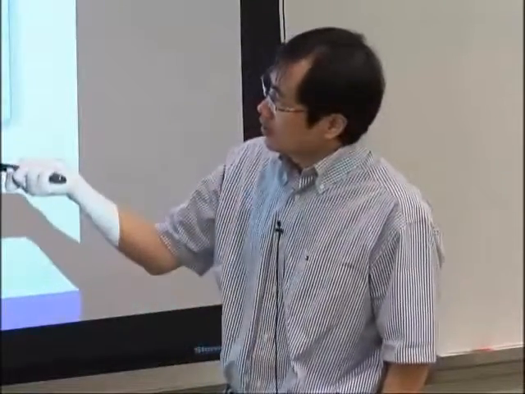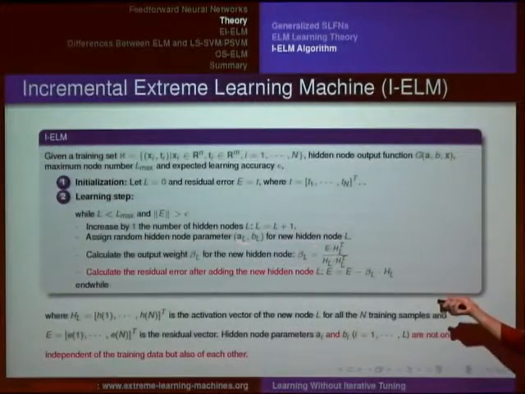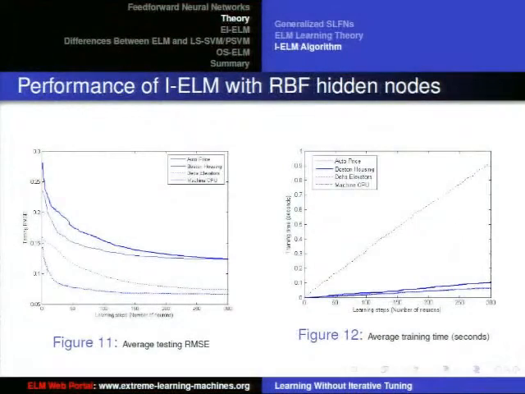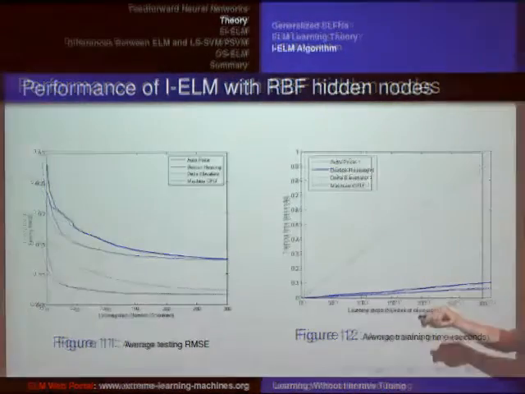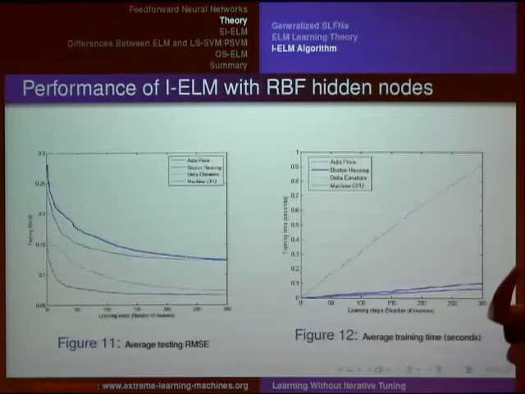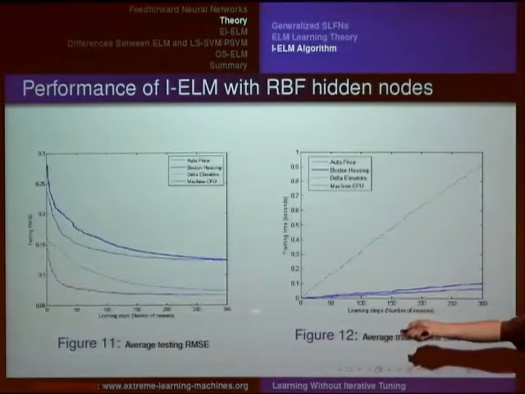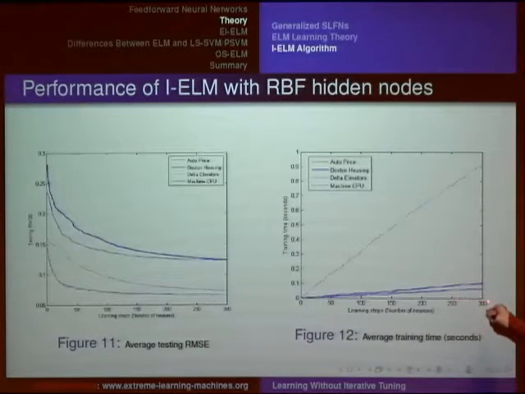For this case, it's very interesting. The hidden node is randomly generated, and we only need to calculate the output weight for the newly added hidden node. So you see here, the error decreases very, very smoothly. It's different from others. When we try this, with 200, 300, 500 nodes, it always keeps decreasing.